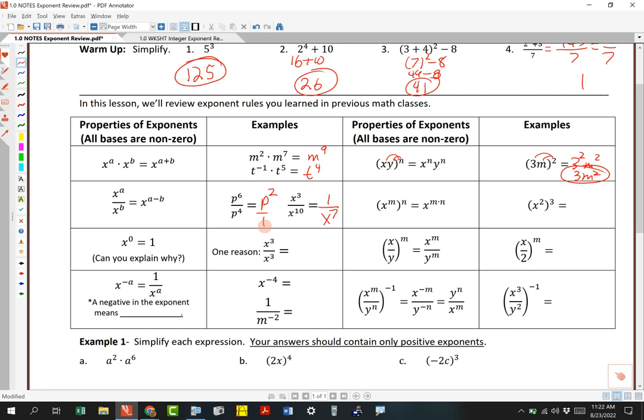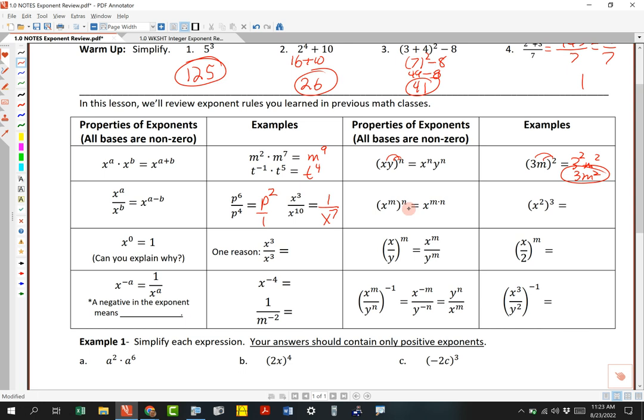Okay? You can get to the answer quicker in a more usable format if we always take the smallest exponent and subtract it from the biggest exponent and leave it wherever there were more. 6 p's on the top cancel with 4 p's on the bottom. 2 of them are left, they're on the top. 3 x's on the top, 10 x's on the bottom. 3 of them cancel, there's 7 left and they're left on the bottom. Everybody good with that? We okay there?